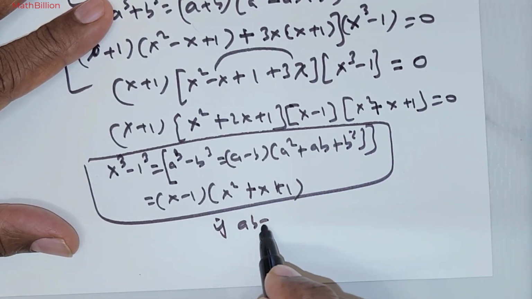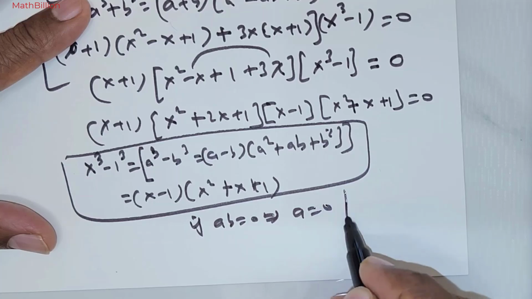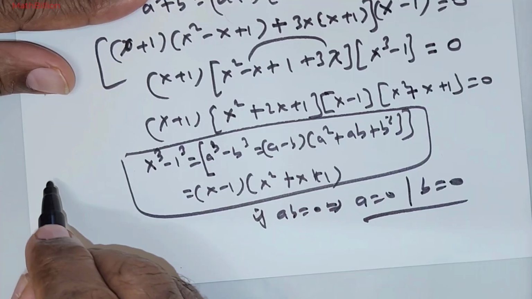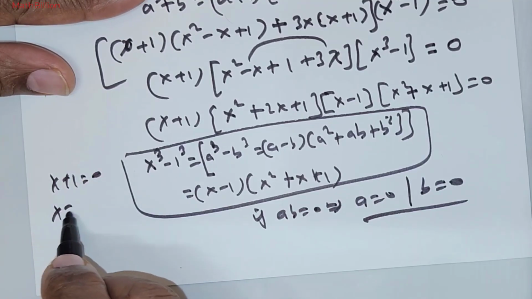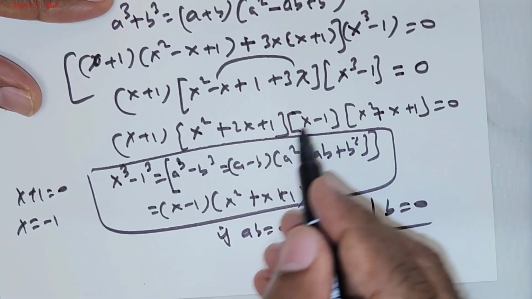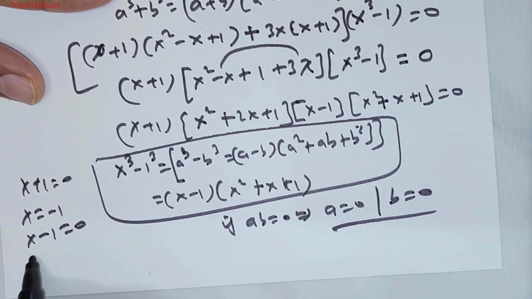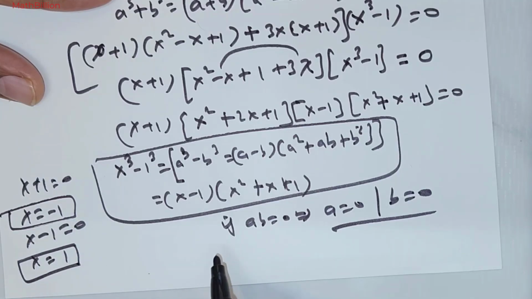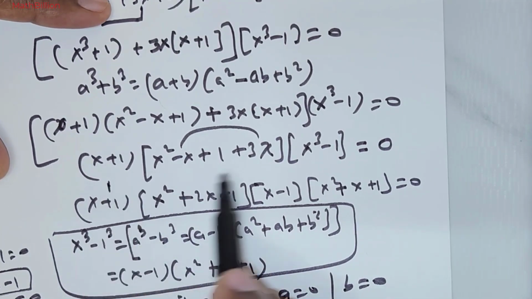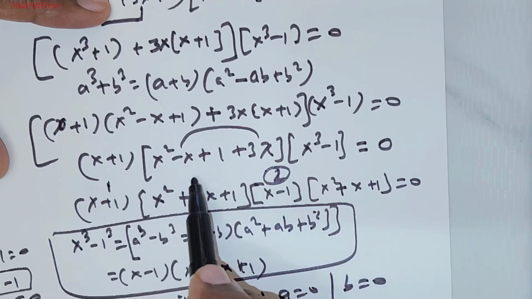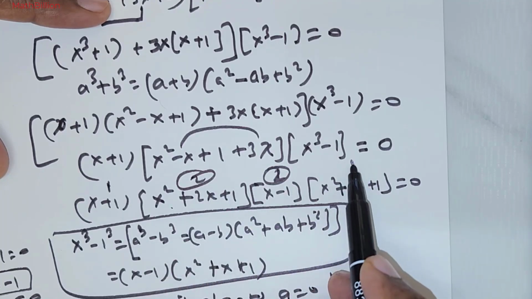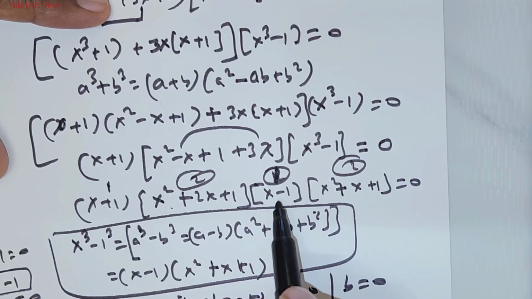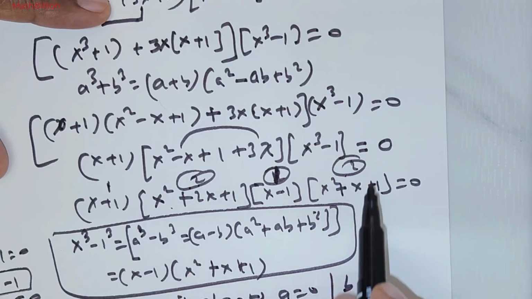Now if ab is equal to 0, then either a is equal to 0 or b is equal to 0. So from here x + 1 = 0 means x = -1, and x - 1 = 0 means x = 1. So x = -1 and x = 1 are roots. So you have one root here, another root here, second root is here. Now 2 roots are here and then 2 roots are here, right? So 1, 2, 3, 4, 5, 6.